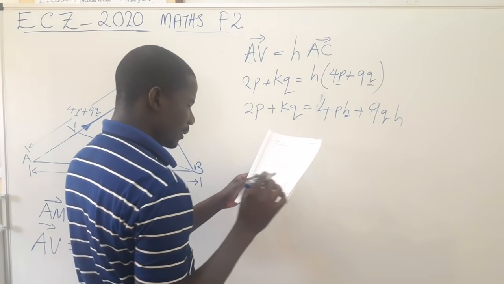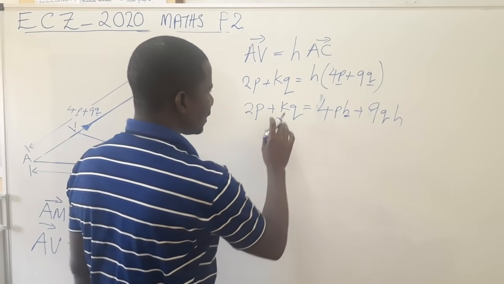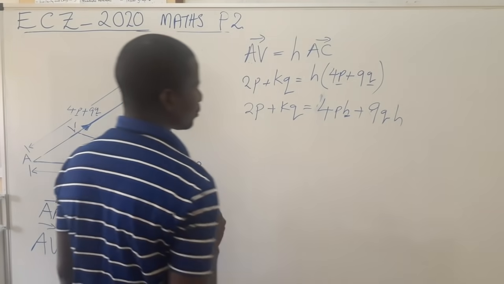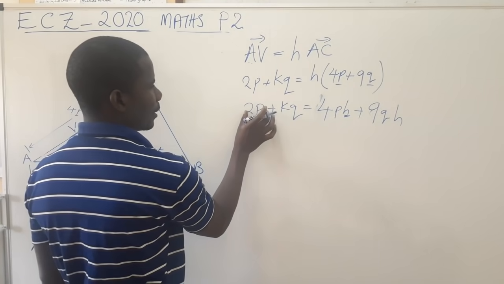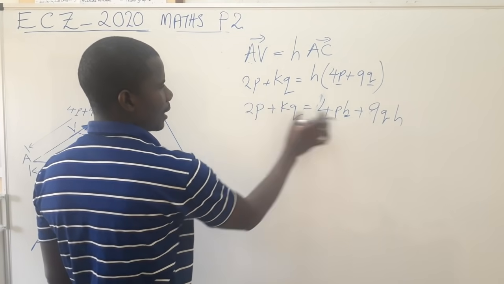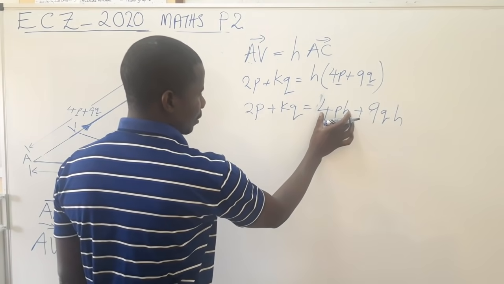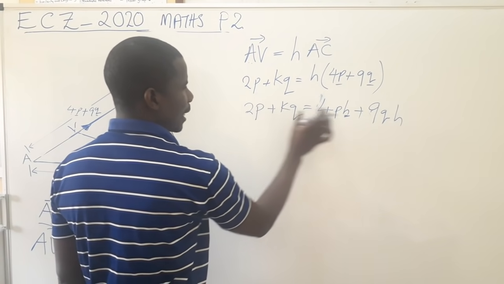H as well as what? Find the value of H and the K. So we are going to say, you get this one here, you get this one and equate it to this one. Okay? We get this one and equate it to this one.